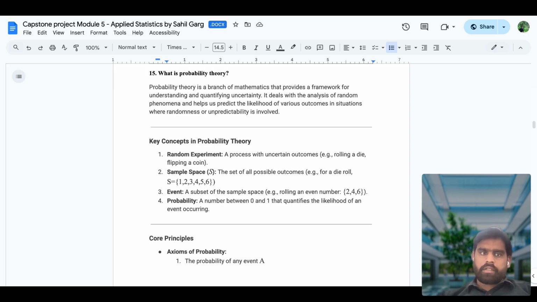So today I will be presenting my Capstone project for Module 5, that is Applied Statistics. So basically we have 50 questions over here, and moving forward I will be explaining 5 of them.